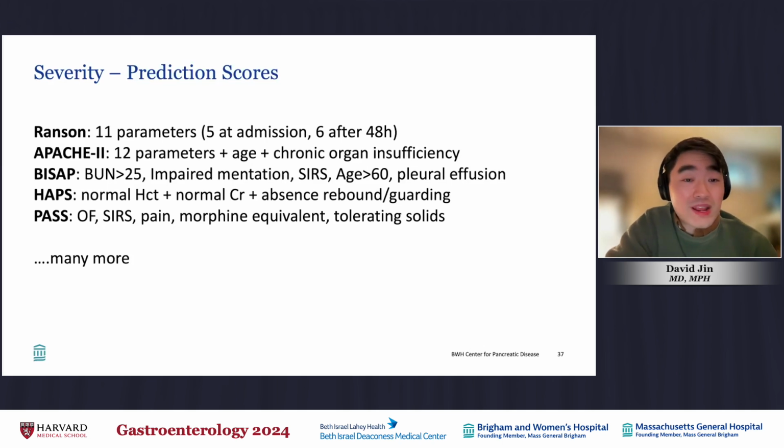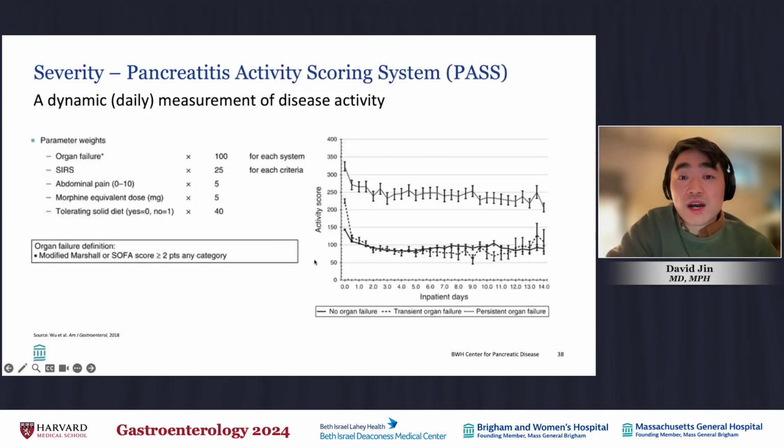You've probably all heard of the Ranson criteria, which comprises 11 parameters, 5 at admission, 6 after 48 hours. It's a bit cumbersome to calculate, so it's not done very often, but there are other prediction scores which are a little bit easier to calculate. There's APACHE II, there's the BISAP score, which was developed at the Brigham. There's the harmless acute pancreatitis score, which actually predicts a harmless disease course. And then there's the newest one, which is the PASS score, which I'll highlight.